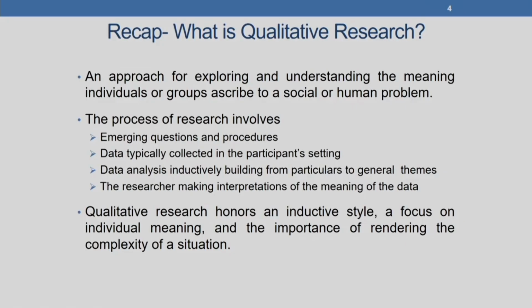Data analysis is inductively built from particulars to general themes, and the researcher makes interpretations of the meaning of this data. And therefore, we say that qualitative research honors an inductive style with a focus on individual meaning and the importance of rendering the complexity of a situation, which is why the writing up of qualitative research is of extreme importance, where the writing style is rich with quotations and narratives taken from the participants' setting.